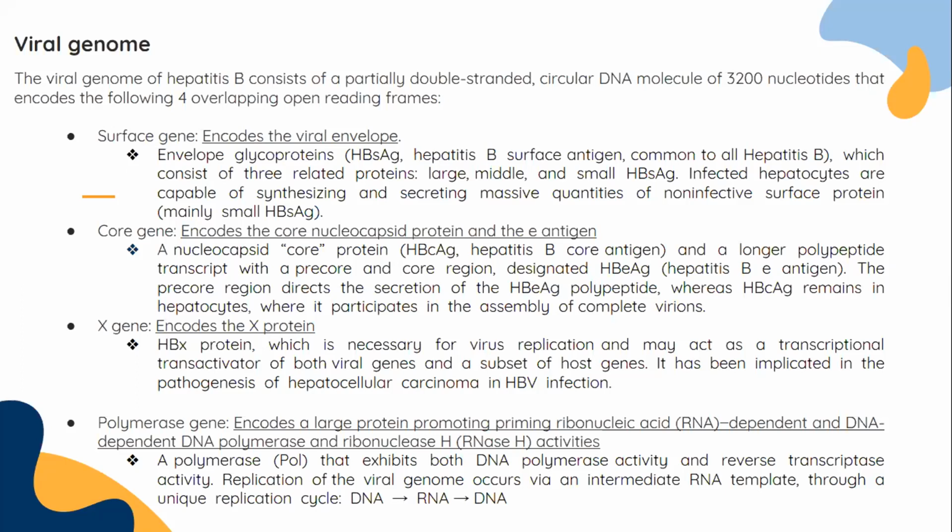And the core gene encodes the core nucleocapsid protein and the E antigen. The nucleocapsid core protein is your hepatitis B core antigen, and a longer polypeptide transcript with a pre-core and core region is designated for your hepatitis Be antigen. And the pre-core region directs the secretion of the HBe antigen polypeptide, whereas your HB core antigen remains in the hepatocytes, where it participates in the assembly of complete virions.